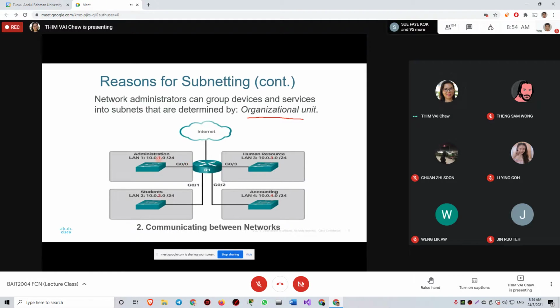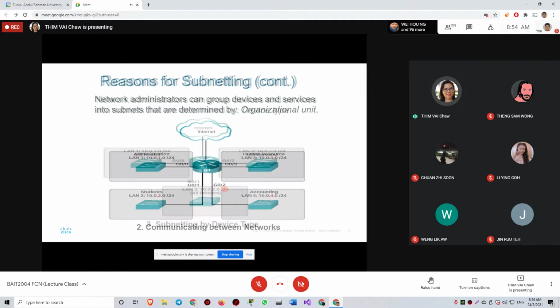Just for example, administration, student, accounting, and human resource. I don't care whether the human resource department staff is sitting on the first floor, and maybe the second floor also has staff belonging to the human resource department. You want all the staff who belong to the human resource department grouped together. So therefore, you are able to see that they are grouping in terms of organization unit.